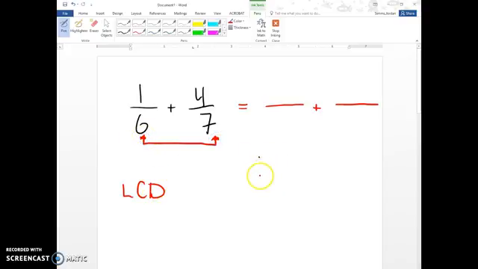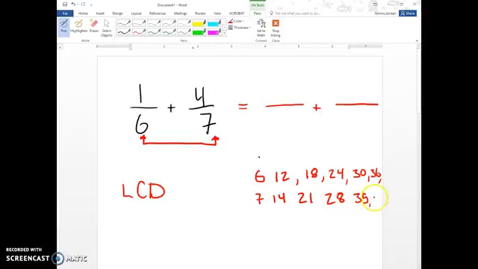Now how we would find that really is we would say, well, let's find multiples of 6 and 7. So 6 times 1 is 6, 6 times 2 is 12, 6 times 3 is 18, 24, 30, 36, and so on. And then we do the same with 7. 7 times 1 is 7, 7 times 2 is 14, 7 times 3 is 21, 28, 35, and then 42. And actually our next one over here would be 42 as well. I didn't go far enough.